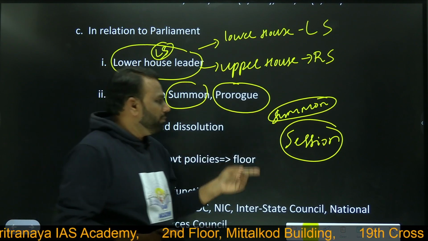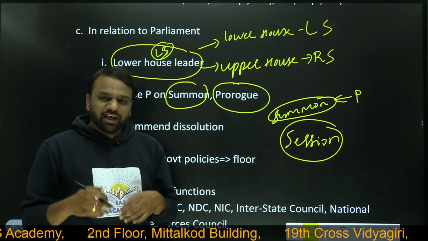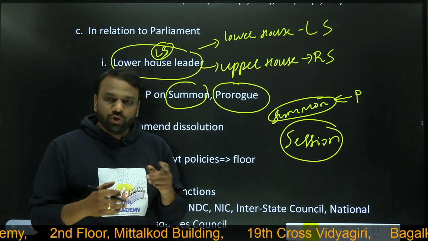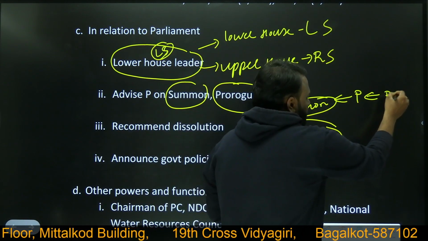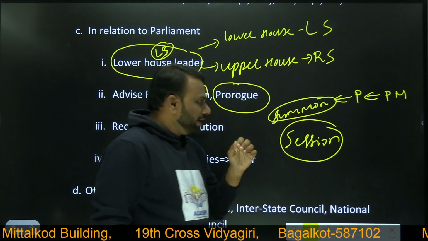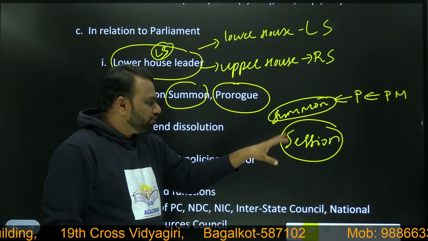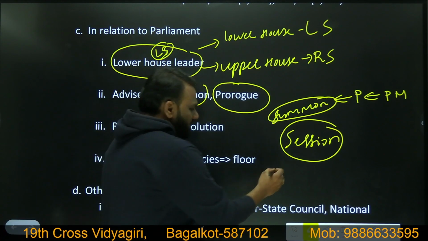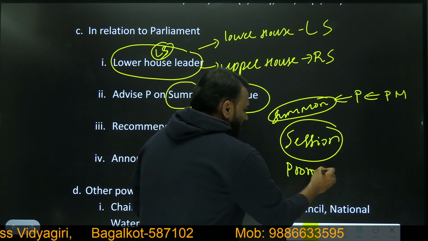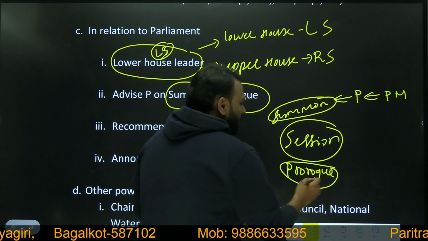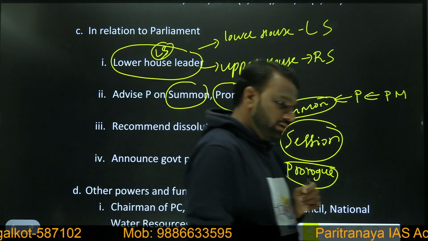So who will make this summon? President will make summon. Whether President can make summon on his own will? No. President can issue that summon based on the recommendation of Prime Minister. It means Prime Minister will recommend President to issue a summon. Similarly, after the completion of the session we will be issuing what? Prorogue. What does prorogue mean? It means work has been done. Now you can go back to your native places.